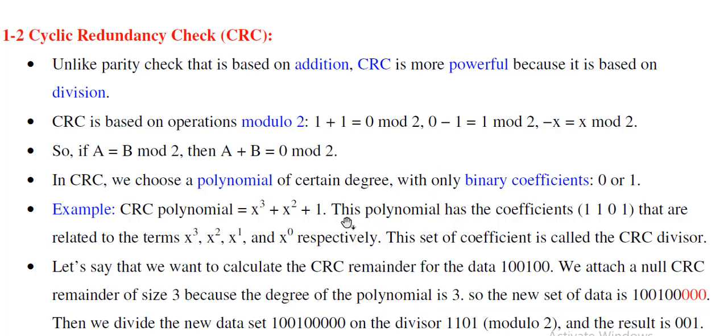And we use a polynomial. We have to choose it carefully. It is chosen as a divisor in order to do the division that the CRC is based on.